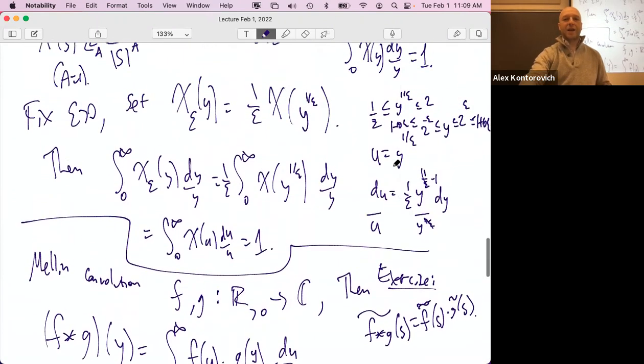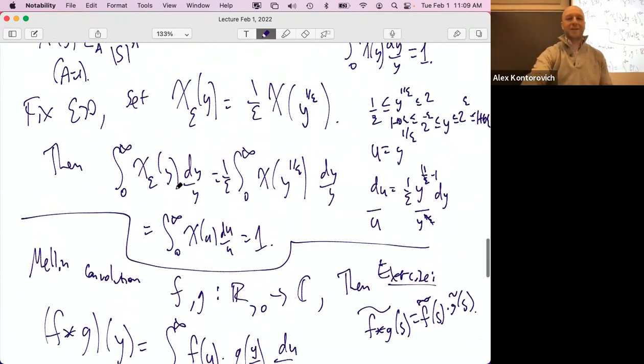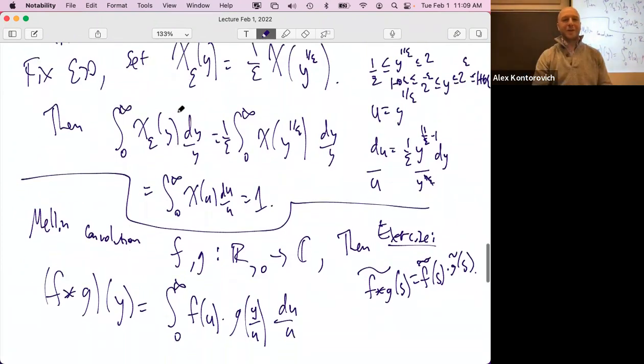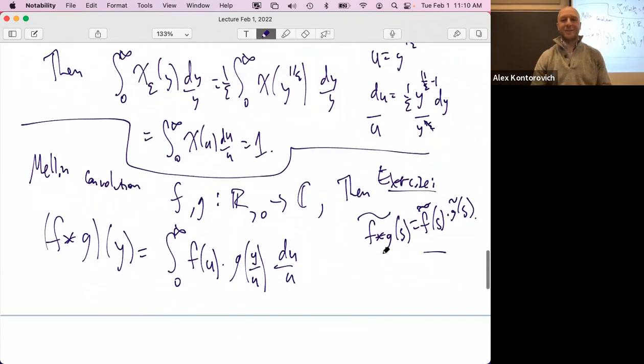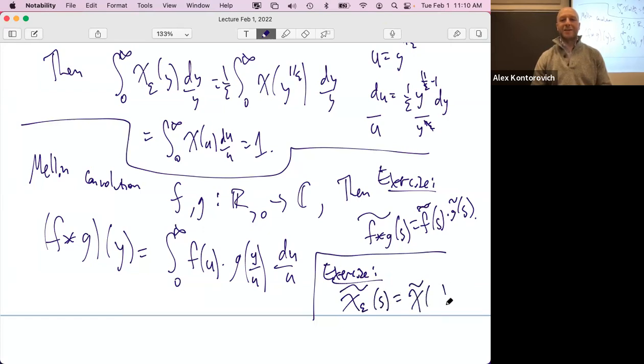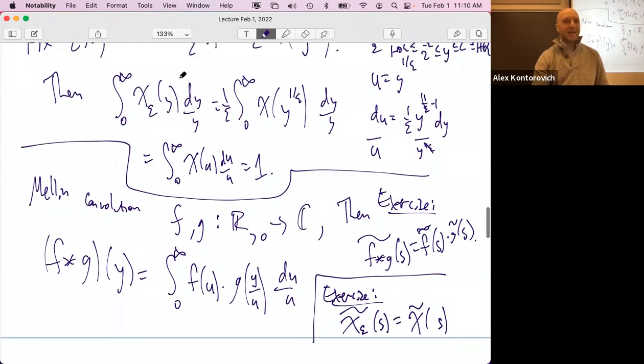By the way, we should have done this with the Mellin transform here. Another exercise, which I basically did for you: if you take chi epsilon and take its Mellin transform, what you get is almost the Mellin transform of chi itself. If we stuck in a y to the s, if we were taking a Mellin transform, y to the s would turn into u to the epsilon s.